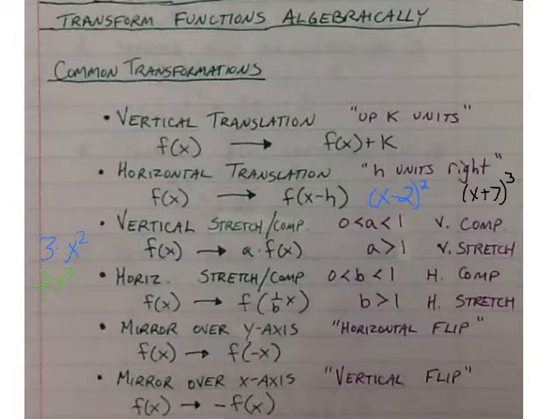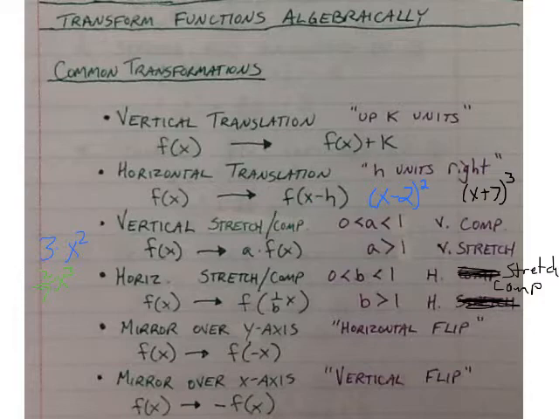If it were negative, then you're talking about a mirror or a flip, so we'll talk about that in a short bit. Horizontal stretch or compression, we take the x value and multiply it by 1 over b. So if b is between 0 and 1, then it's a horizontal compression. Oops, that's a typo. That should say stretch. And the one below it should be compression. Okay, so if b is between 0 and 1, then it is a horizontal stretch.